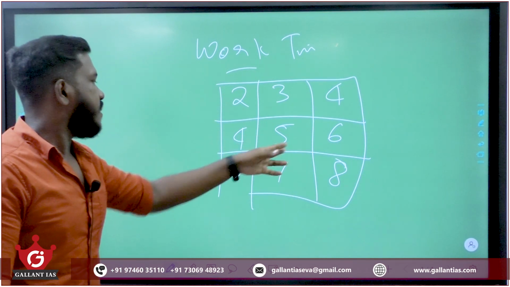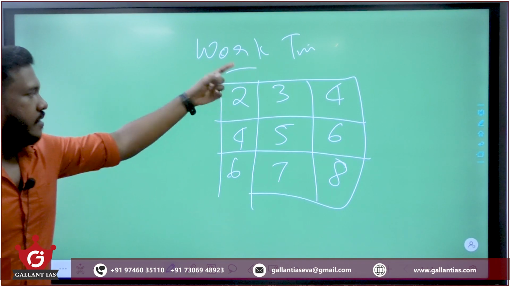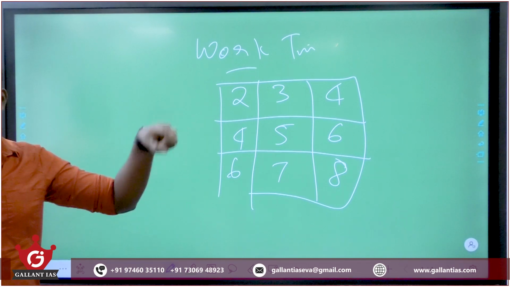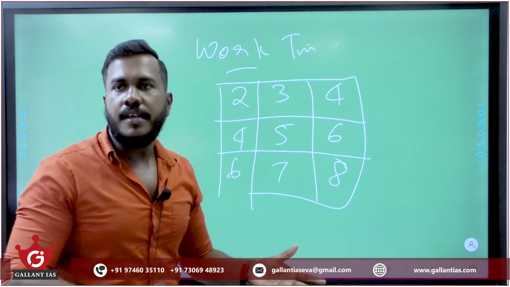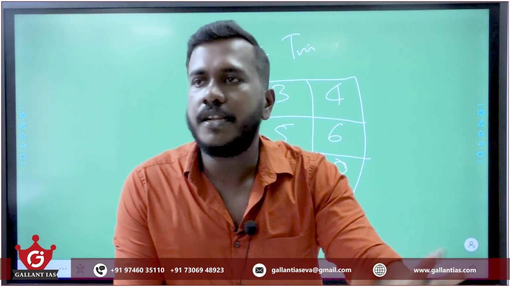2, 3, 4, 4, 5, 6, 6, 7, 8. Likewise, you can also take 2, 4, 6, 3, 5, 7, 4, 6, 8. Each one is an addition of 1 unit. So likewise also you can take. It's up to you how to solve this kind of questions. Any method you can select.